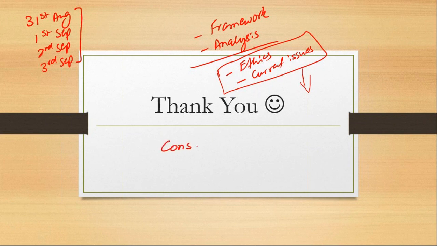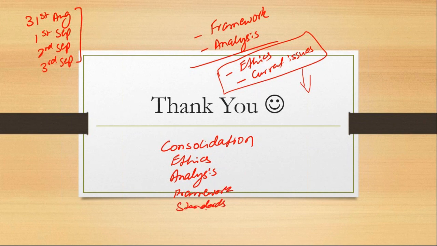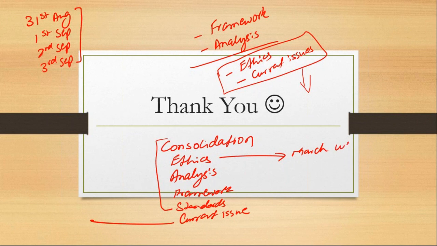And the areas that you have to revise are going to be the consolidation, the area of ethics, the area of analysis, the area of framework, all of the accounting standards, and at the end you will be required to revise the current issues. I would suggest to keep the current issues at the end and focus more on the remaining areas. I think the area of ethics is also covered in the March webinar, so you can also watch it over there. And if it is there, I will even download it and share it on the WhatsApp group separately.